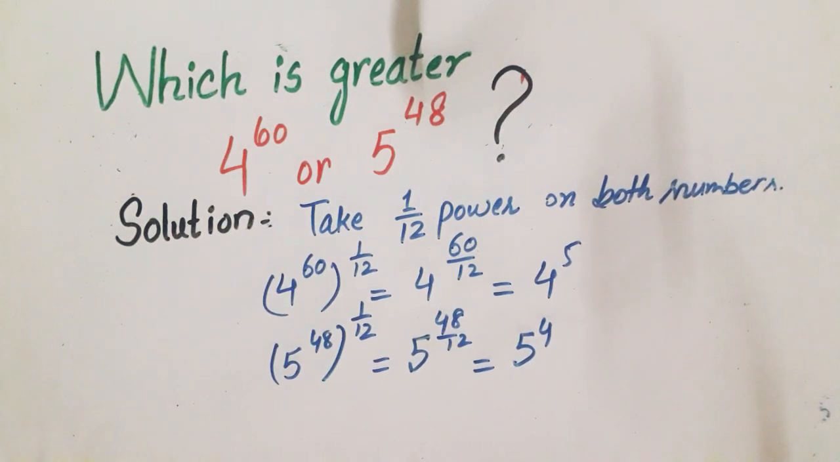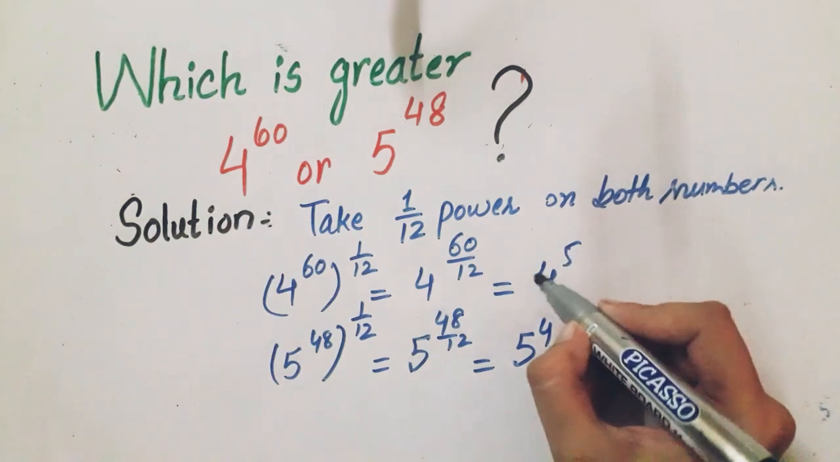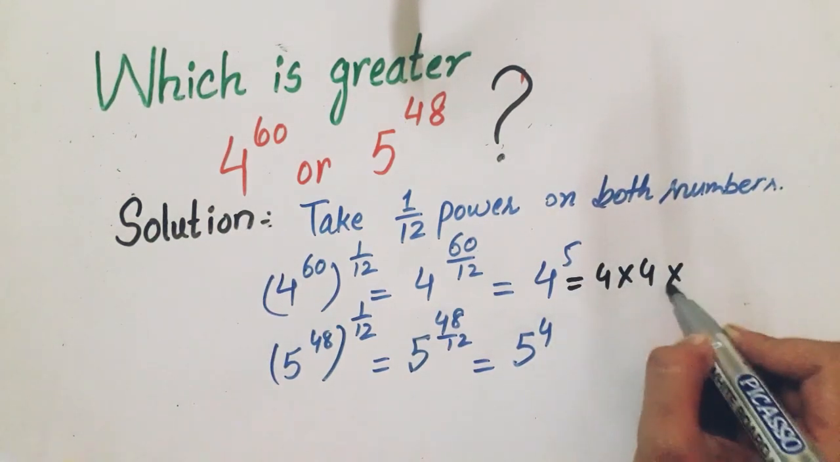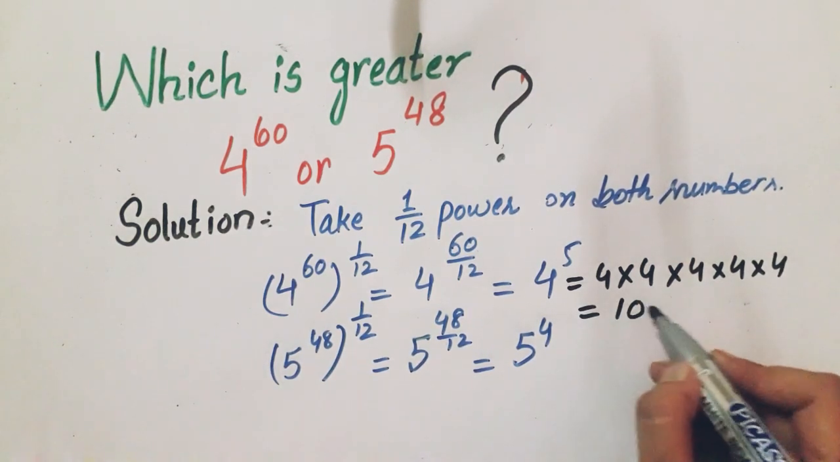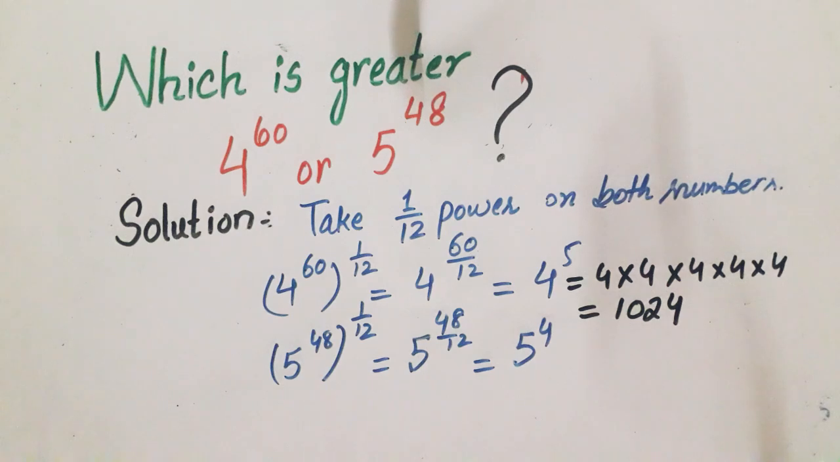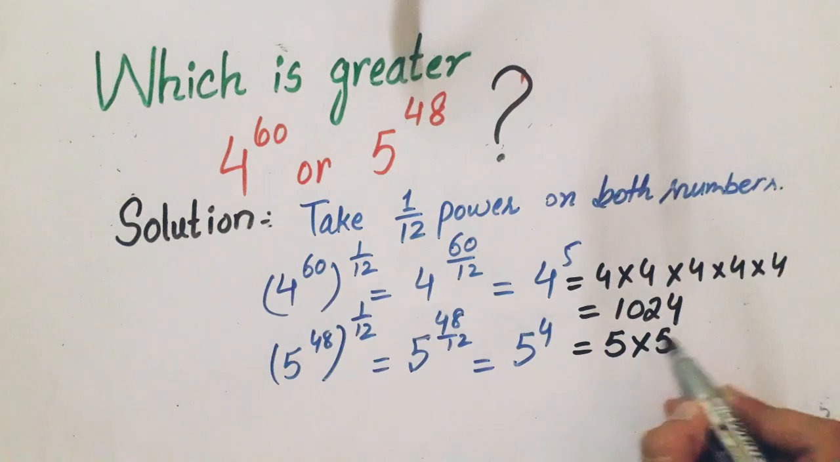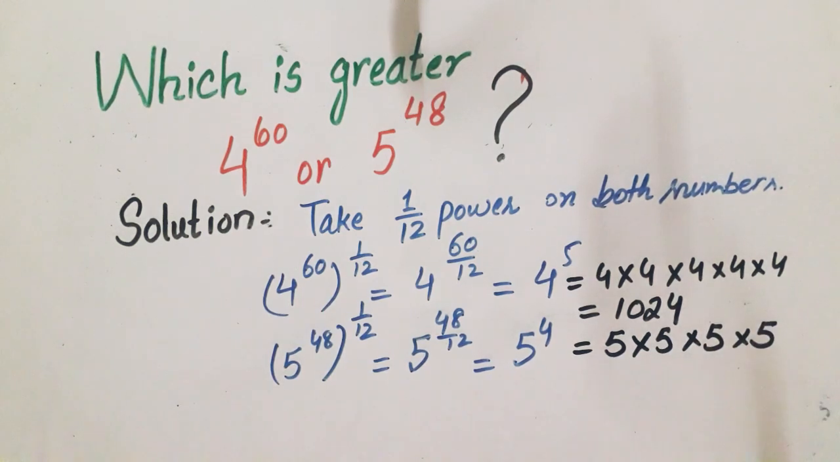Now the problem becomes much simpler. Now we can easily find out which number is bigger, 4 raised to power 5 or 5 raised to power 4. 4 raised to power 5 means we will multiply 4 five times. So we will get the answer, that is 1024. And 5 raised to power 4 means we will multiply 5 four times. So that is also very easy. 5 multiply 5, 25, 25 into 5, 125, and 125 into 5 is 625.